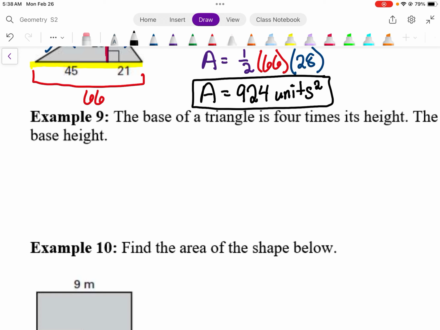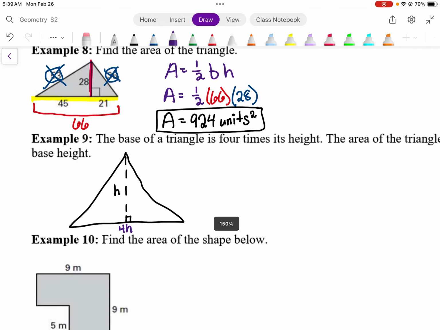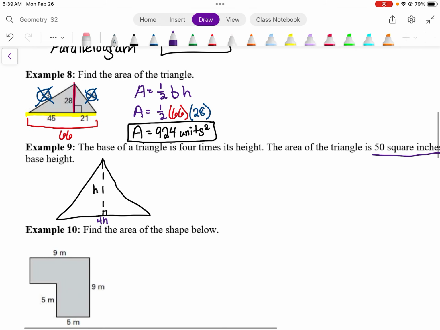So let's draw a picture. It's a triangle, so you can just draw any general triangle. And then I'll draw in an altitude for the height. And the base of the triangle is 4 times its height. So if we have its height here, the base is going to be 4 times that value, or 4h. And the area is 50 square inches.